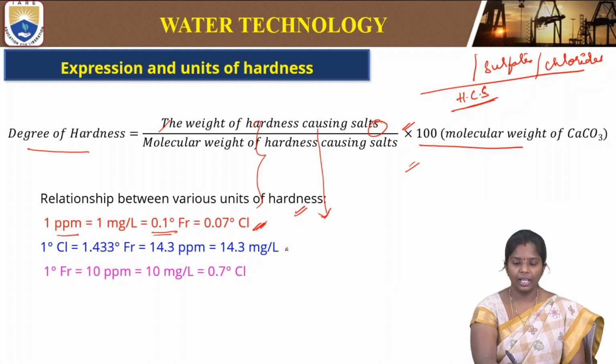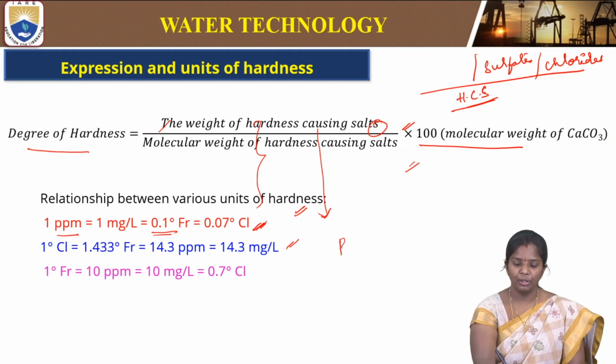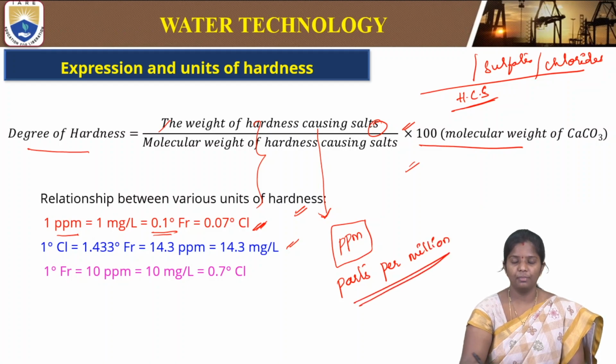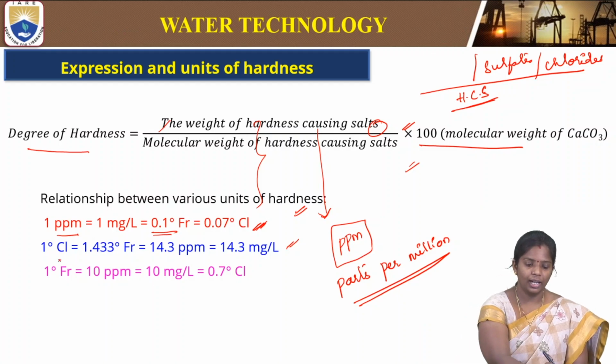In this session, we will be expressing in ppm. ppm is nothing but parts per million. So those many parts are present per million parts of solvent. That is the clarity we get.